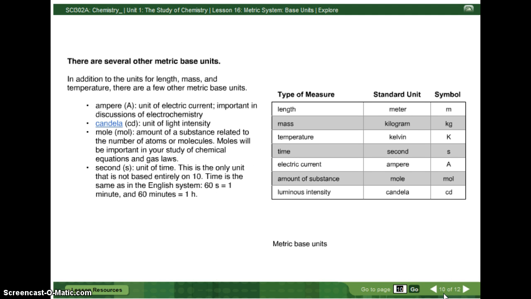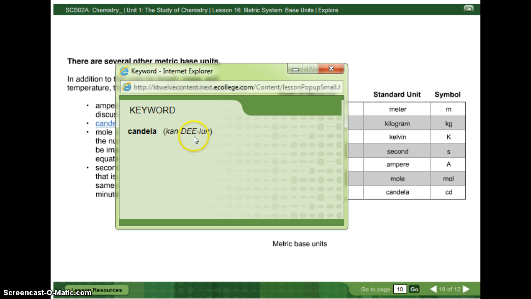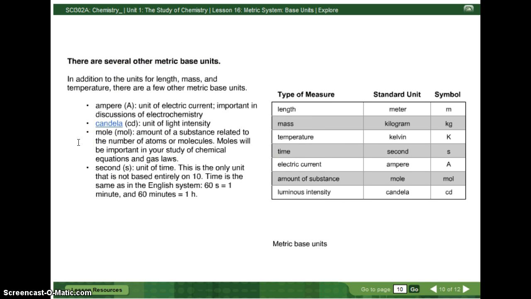There are several other metric base units. In addition to the units for length, mass, and temperature, there are a few other metric base units. The ampere, abbreviated capital A, is the unit of electric current, important in discussions of electrochemistry. The candela is the unit of light intensity, so how bright something is.